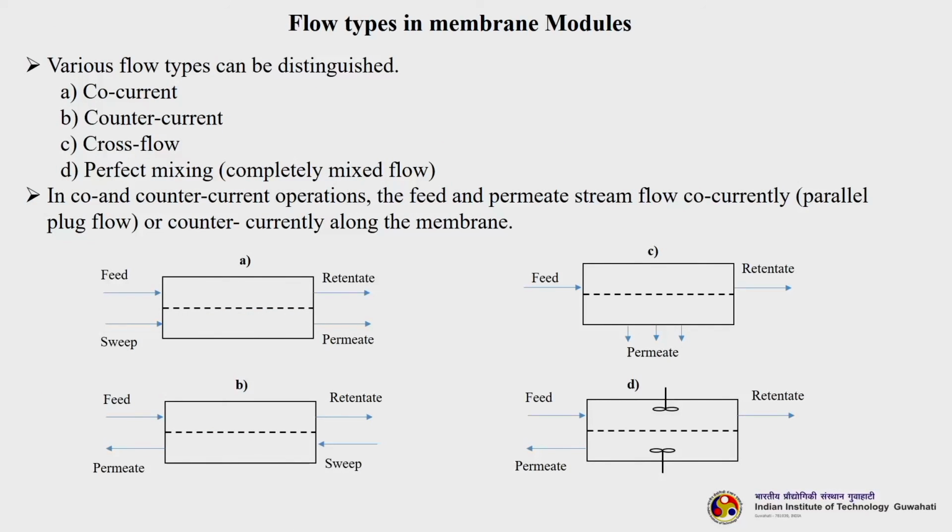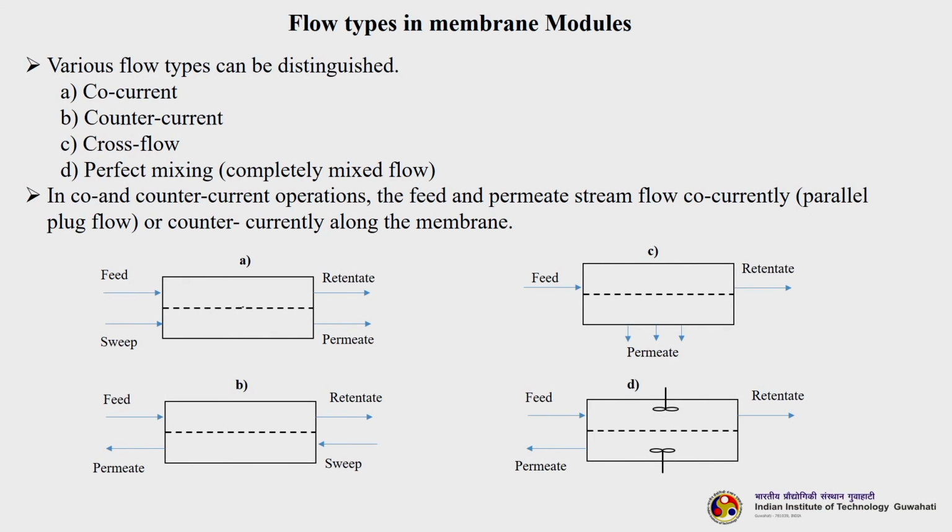So, now let us discuss the different types of flow types in membrane modules. Classically we have 4 different flow types that are possible apart from the dead end filtration mode. Dead end I am not discussing because we have already discussed that, and it is not used in commercial or large scale also. So, large scale operations and flow types are basically restricted to co-current, counter current, cross flow and perfect mixing type. So, perfect mixing is completely mixed flow type.